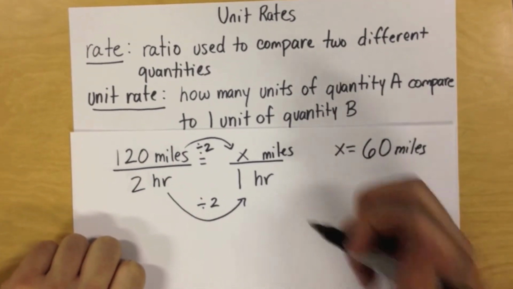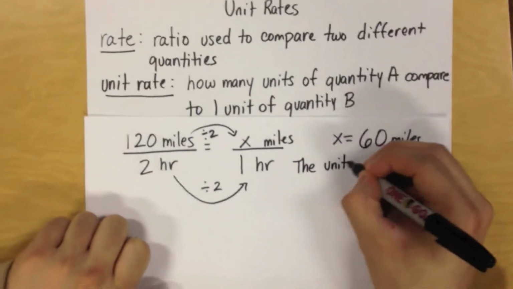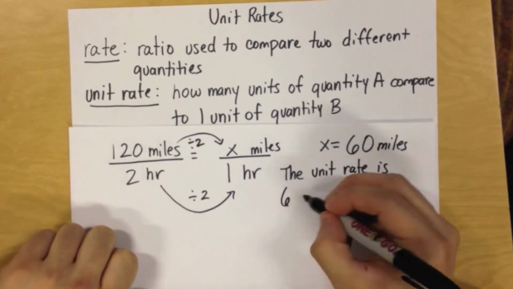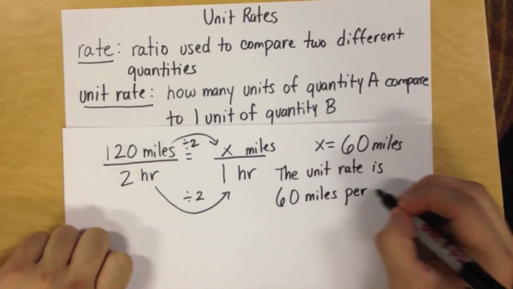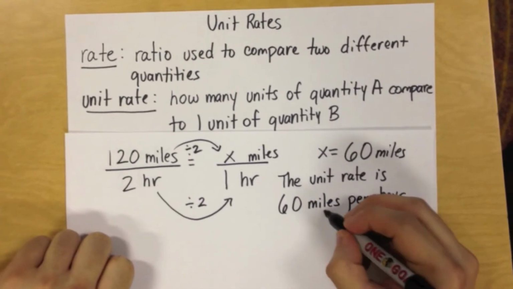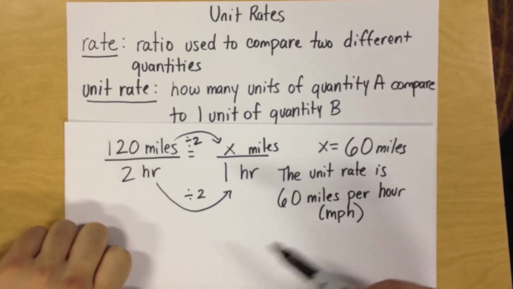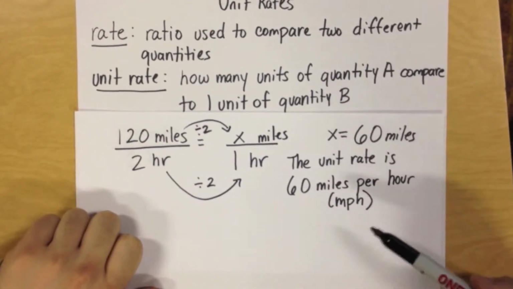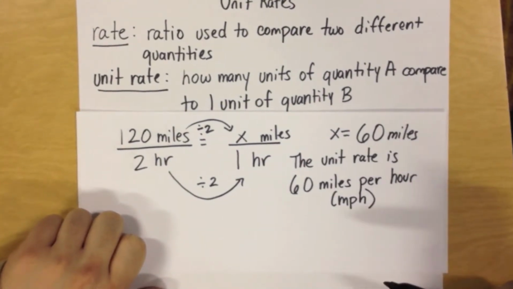A unit rate would be the unit rate is 60 miles per hour, or mph as we commonly know it. All cars compare these types of speeds, or in terms of fuel efficiency, how much gas can I get? That is another unit rate.